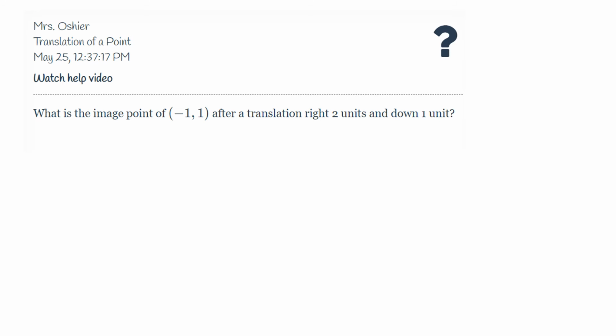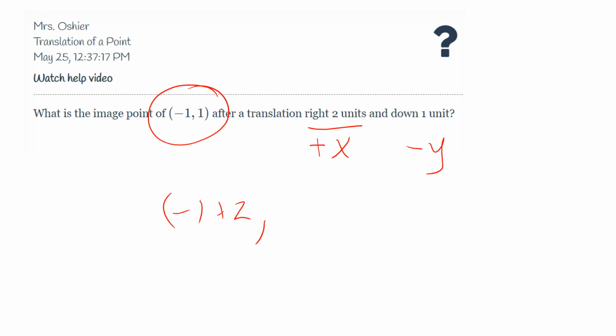Translations are next, and that's simply where you add or subtract to your coordinates. So you're moving it. Right 2 is a positive direction for your x, and down 1 is a subtraction from your y. Left would be a subtract on the x, up would be an add on your y. So I'm just going to take -1 and add 2. So -1 plus 2 and 1 minus 1 because I'm moving that down. So I end up with 1, 0 as my final answer.